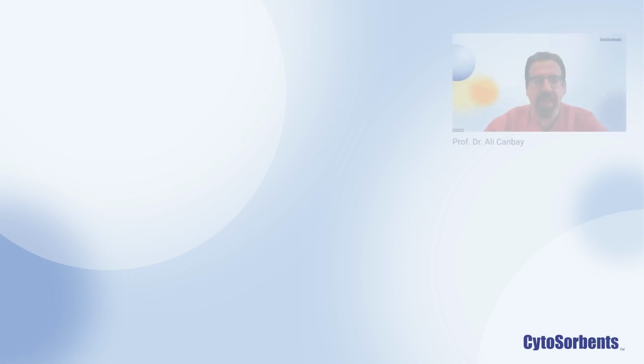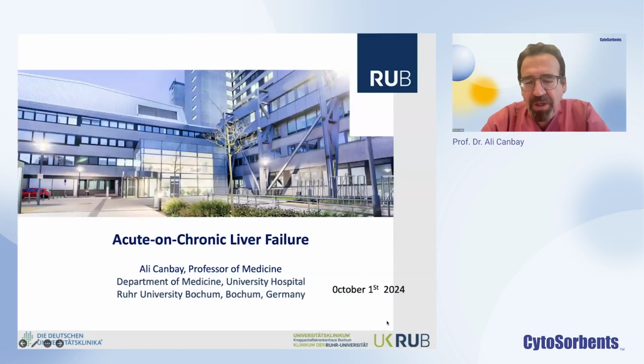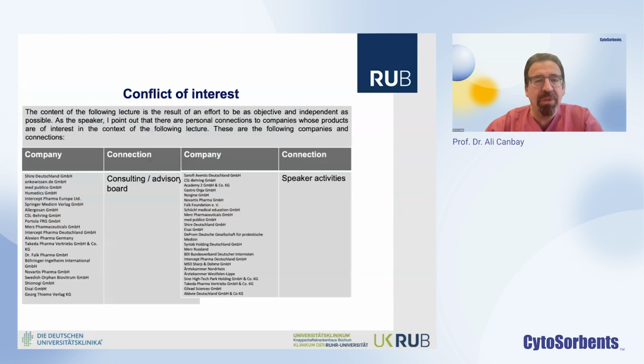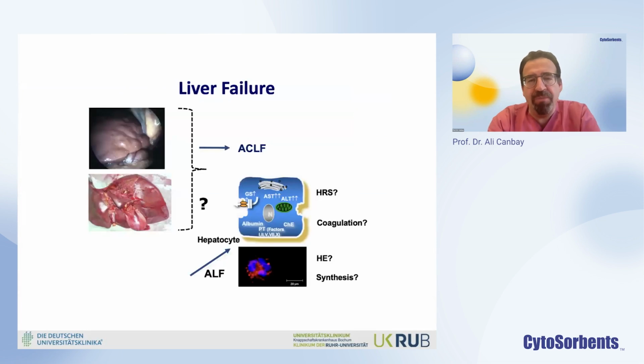Thank you very much, Volker, for the kind introduction. So I'm going to talk about acute on chronic liver failure, but I will also touch on acute liver failure, because I think this is very important to understand what liver failure means. We do have acute liver failure where you have cirrhosis, and in some cases you have liver failure without any signs of liver cirrhosis.